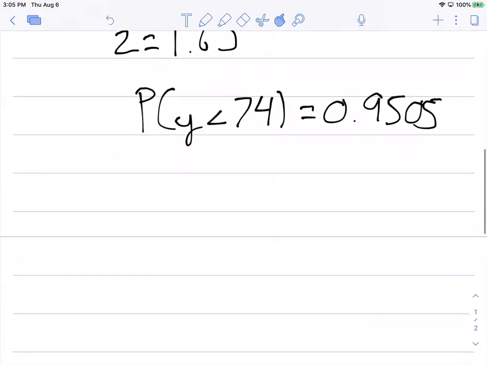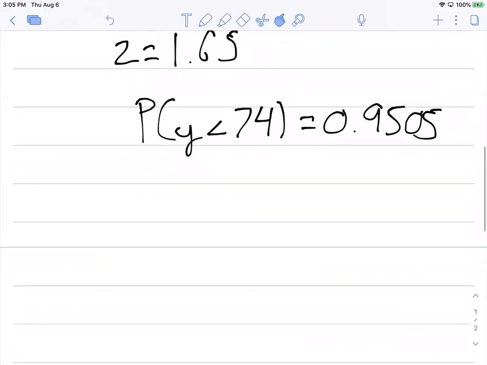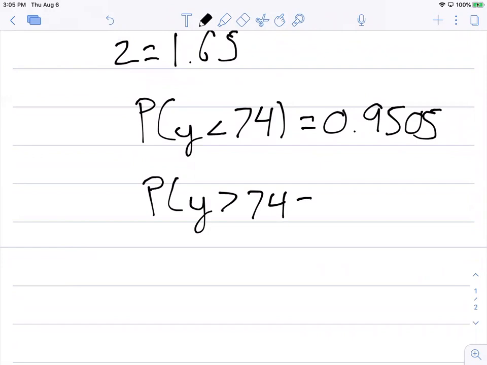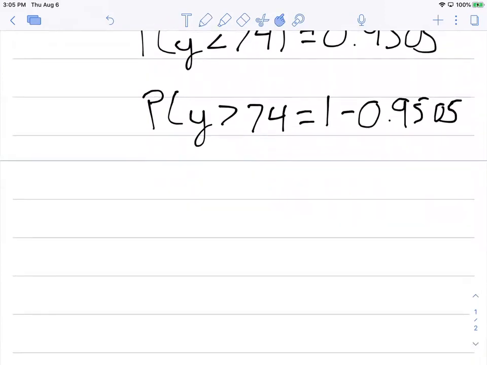So now that's nice to know, but what we really want to find out is, well, what's the probability when y is greater than 74? Well, to do that, we know that everything should add up to 1, and so we can just take 1 minus 0.9505. And what we end up getting is 0.0495.